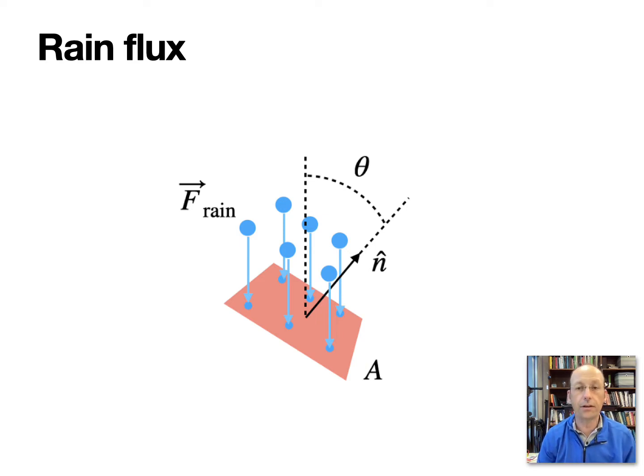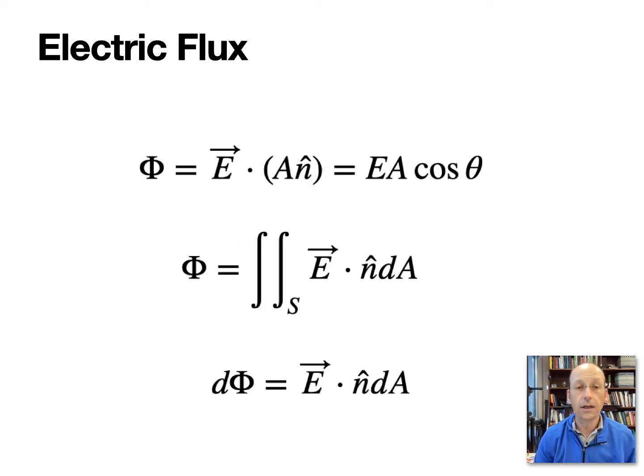Now imagine we want to do the exact same thing with electric flux. We can define electric flux as the electric field dot the vector for the area of some surface, with a unit vector normal to that. We call that n hat. Now, if you remember the rules for dot product, we can write that scalar value as the magnitude of the electric field, times the magnitude of the area, times the cosine of the angle between them.